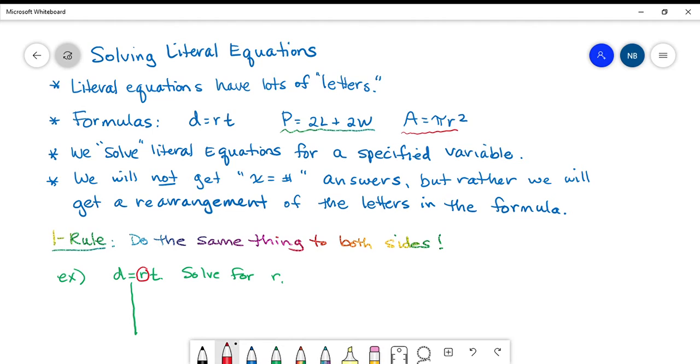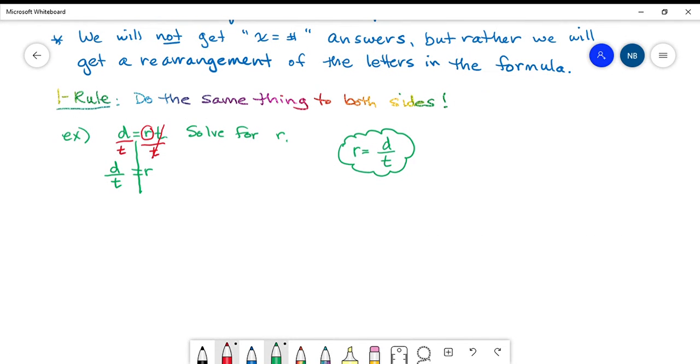R is understood to be multiplied by t. So we want the t to cancel and reduce to 1. T divided by t is 1. So dividing by t isolates the r, and we get r equals distance, d divided by time, t. So the solution is rate equals distance divided by time. Notice we still have all the same letters as the original formula. They're just in slightly different places. Next example.